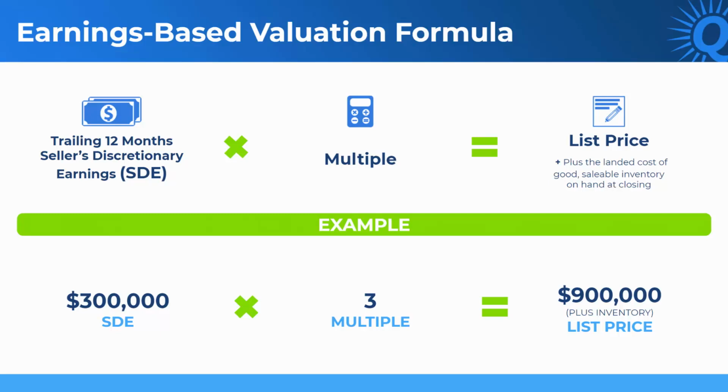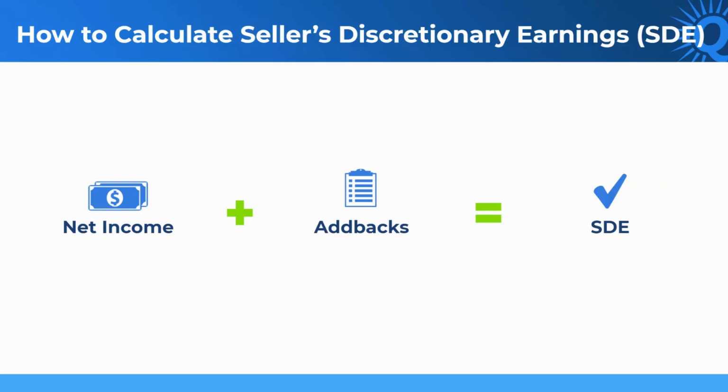Now for content sites, that's usually pretty much straightforward. If you're selling some physical products as well, then you would also add on the landed cost of goods, right? Your inventory. So what is seller's discretionary earnings? Seller's discretionary earnings are the net profits of the business plus add backs, right? And add backs can be things like a single owner's salary, right?